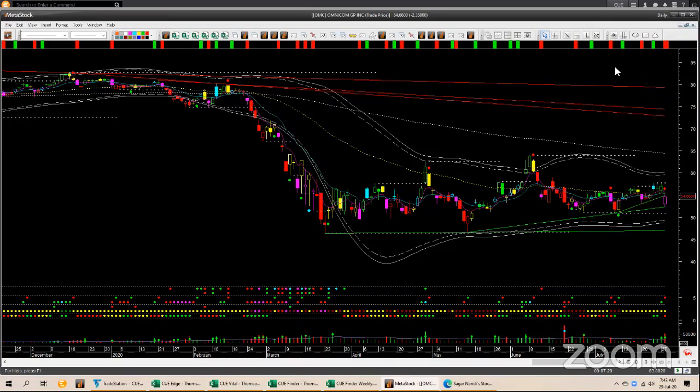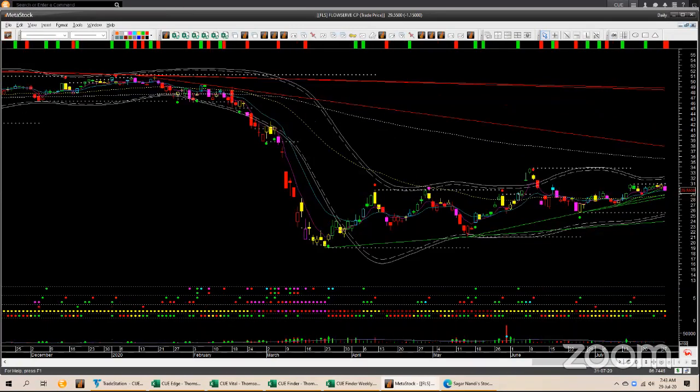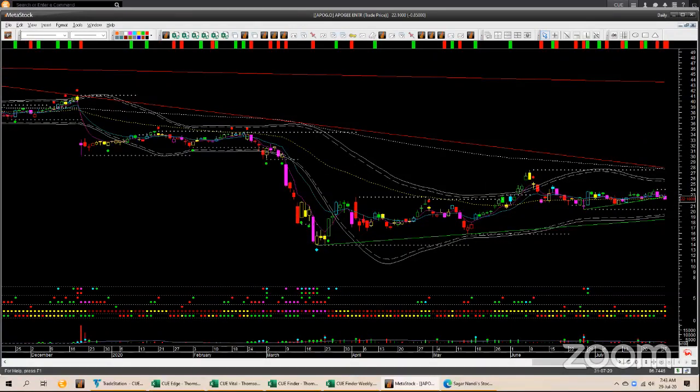Omnicom, OMC, is at memory support, not going to short it. FLS has memory support, cannot short it. APOG, it is breaking one memory support. However, if we take a step back, it is really moving sideways. It may go up the very next day, so I'm not going to consider shorting it.